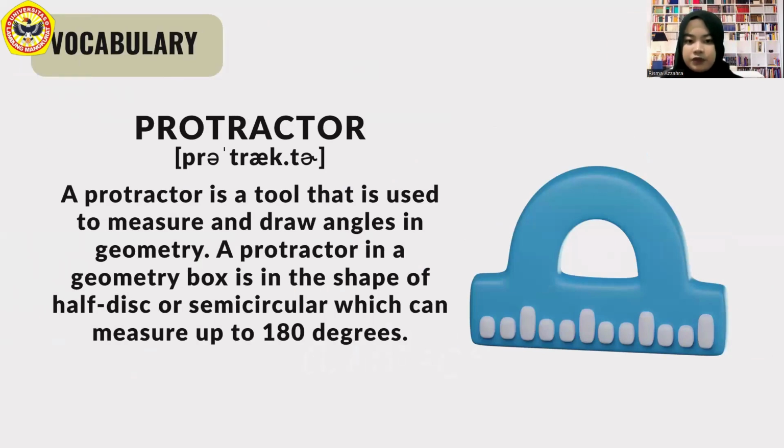Protractor. So protractor in bahasa is busur derajat. A protractor is a tool that is used to measure and draw angles in geometry. A protractor in a geometry box is in the shape of a half circle, or semicircular, which can measure up to 180 degrees.